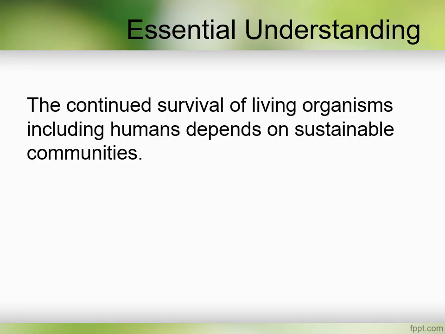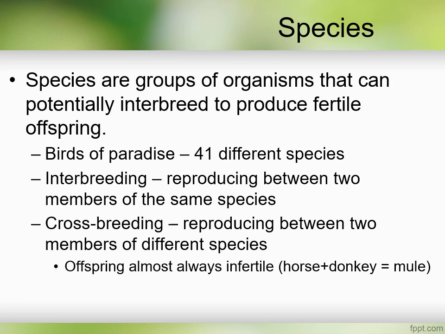Our essential understanding for today: the continued survival of living organisms, including us humans, depends on sustainable communities. And our first big vocab of the day, species. Species are groups of organisms that can potentially interbreed, make babies together, to produce fertile babies. Fertile means that those babies can have babies.